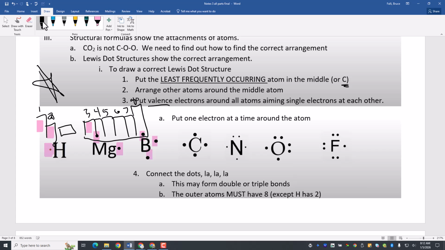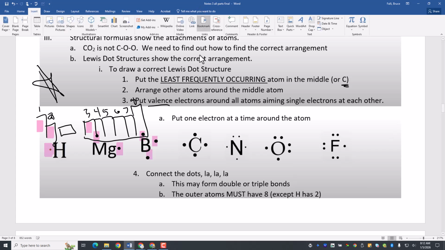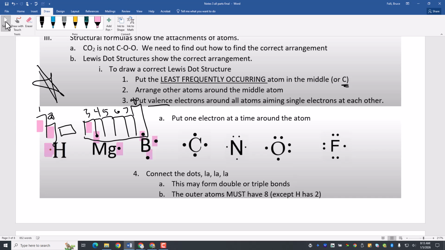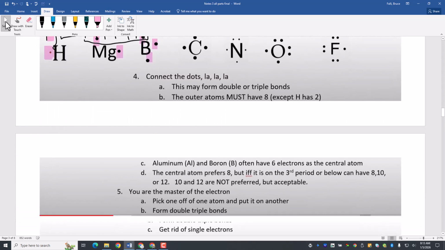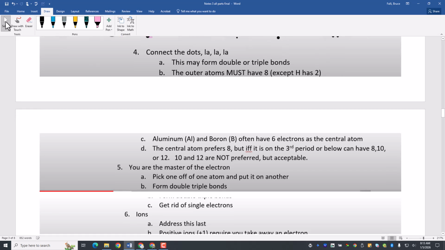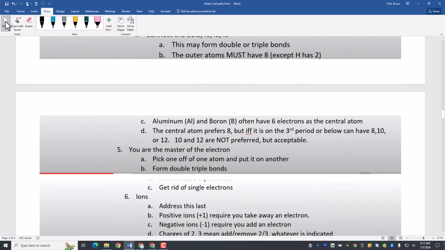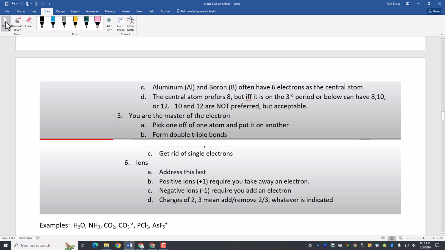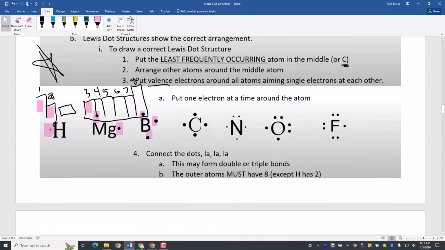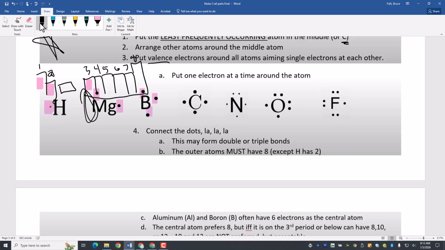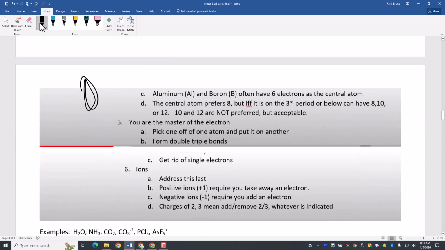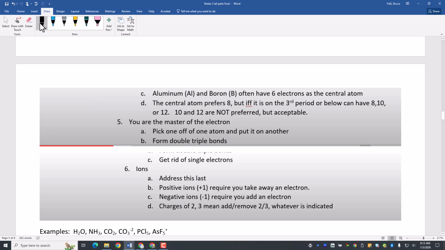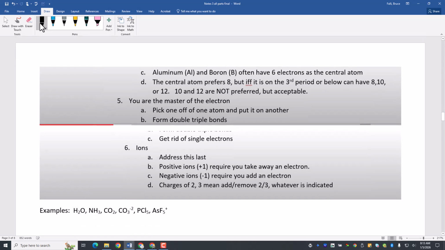Once we put the dots around, we're going to connect the dots. This may form double or triple bonds, and the outer atoms must have 8, except hydrogen, which can have 2. Aluminum and boron often have 6 electrons as the central atom. The central atom prefers 8, but if and only if it's in the 3rd period or below, it can have 8, 10, or 12. 10 and 12 are not preferred, but they're acceptable.